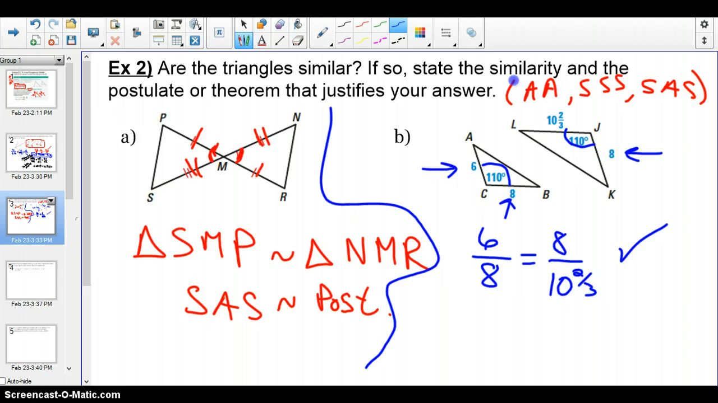So we know that triangle, we'll start with C, go to A, and then B, is similar with triangle J, and then look what we did on the first one. We went across our shorter side, so we're going to do the same thing, JKL.